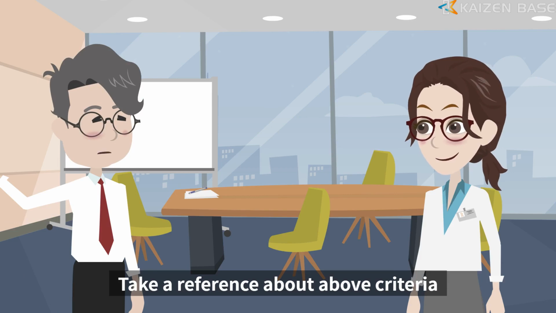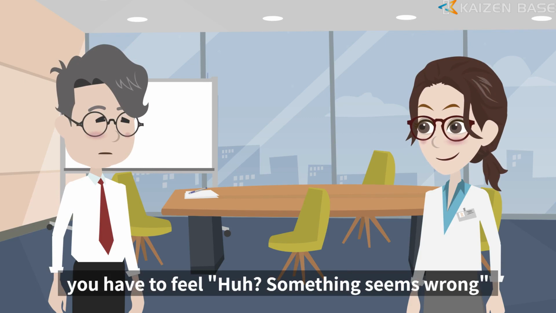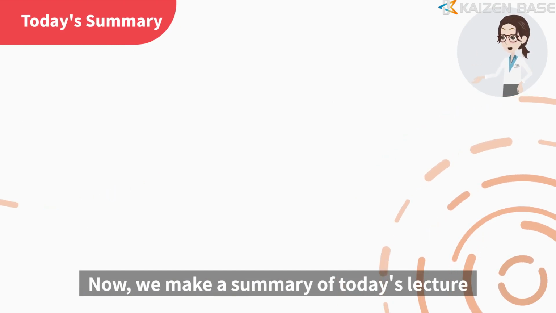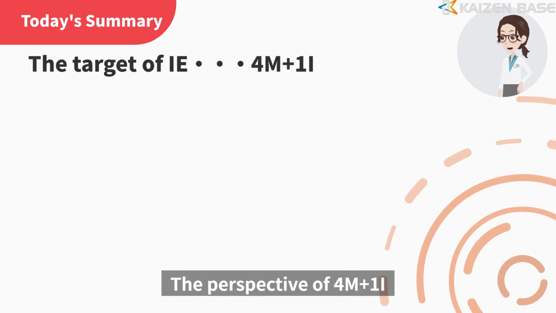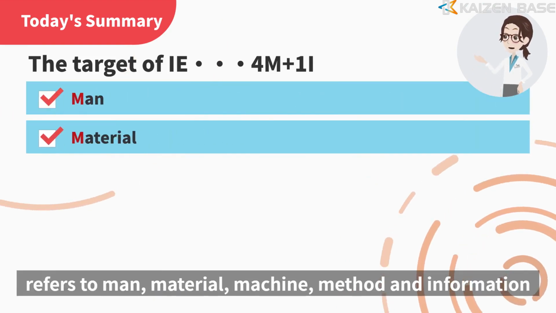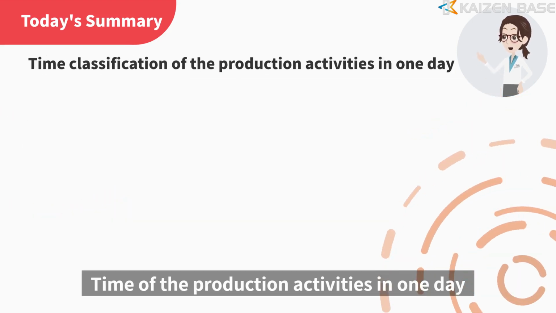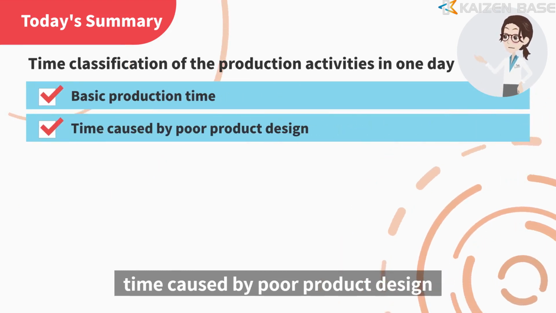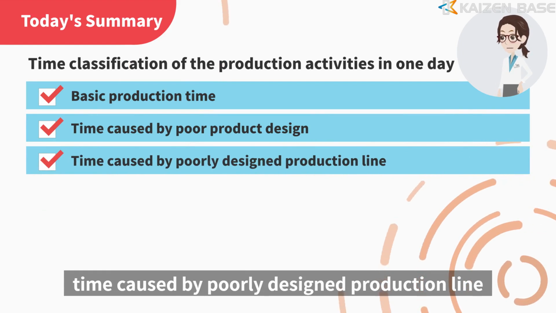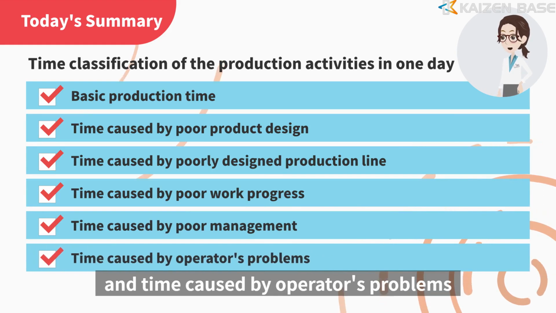Take a reference about above criteria, and if there are too many different categories in the analysis, you have to feel something seems wrong. Now, we make a summary of today's lecture. The target of IE is 4M+1I. The perspective of 4M+1I refers to man, material, machine, method and information. Time of the production activities in one day can be classified into basic production time, time caused by poor product design, time caused by poorly designed production line, time caused by poor work progress, time caused by poor management and time caused by operators' problems.